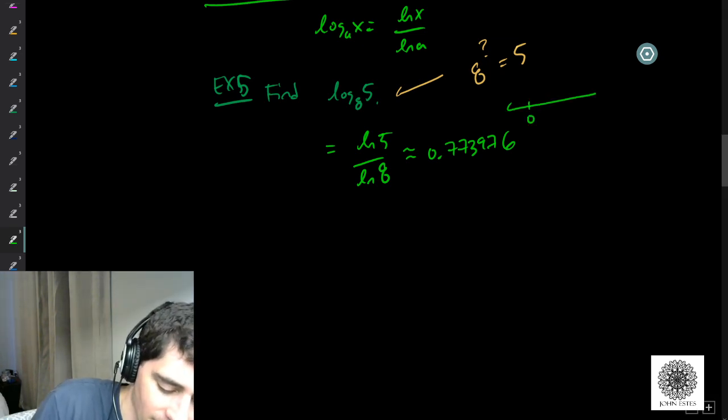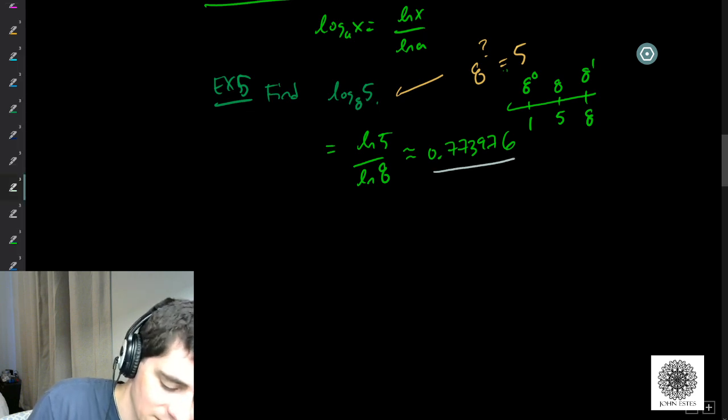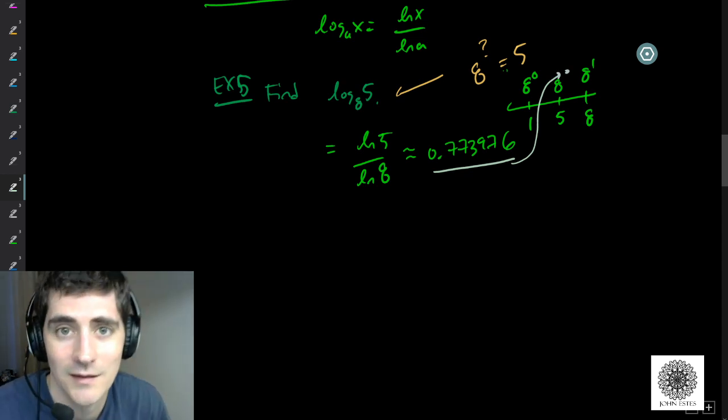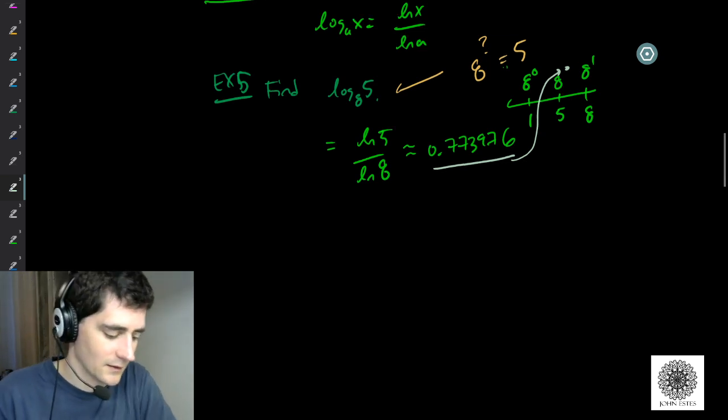So I'd expect, here's what I'm saying. Here's 1. That's 8 to the 0. Here's 8, 8 to the first. So to get to 5, I need to have 8 to some power between 0 and 1. And that's where we get this 0.773976. That's its power. We get that through looking at logarithms. Okay, good. I hope that makes sense.